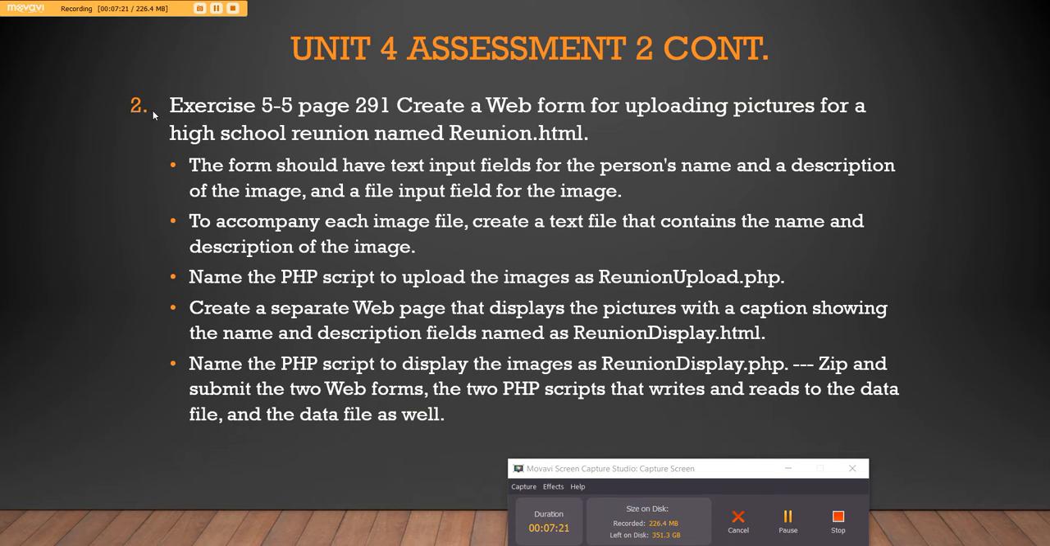So part 2 of the Unit 4 assessment is from exercise 5, page 291, and you're creating a form for uploading pictures for a high school reunion. Again, you're going to need a web page, a PHP file, and in this case you need 2 of them, and of course, you're going to need a text file where the data is saved.